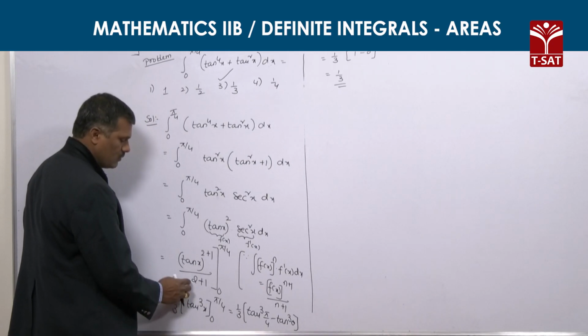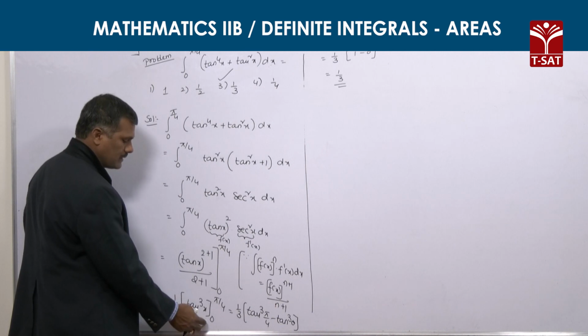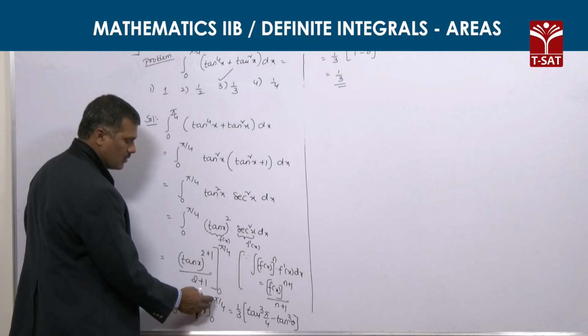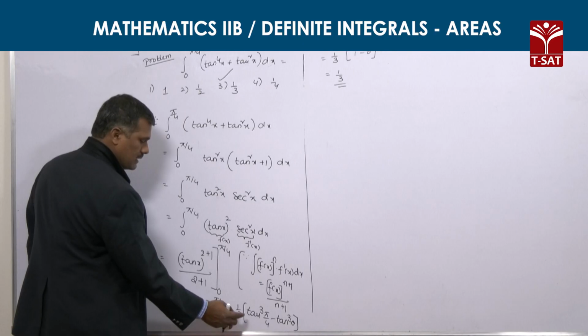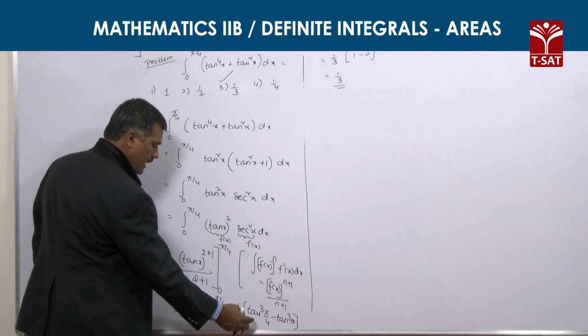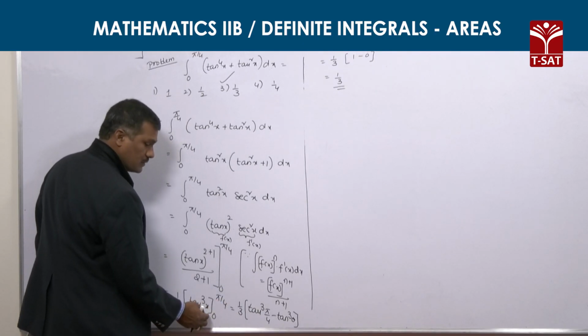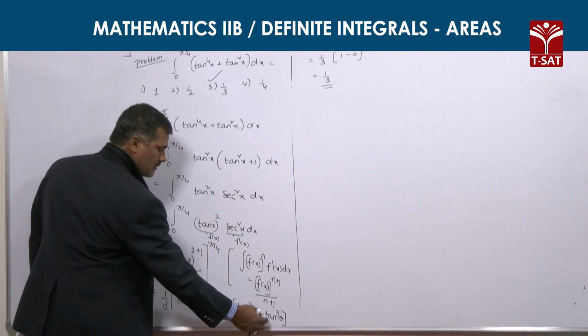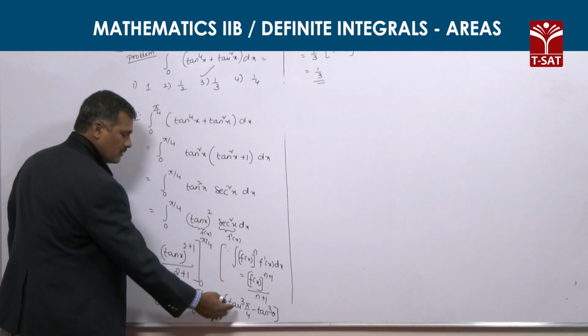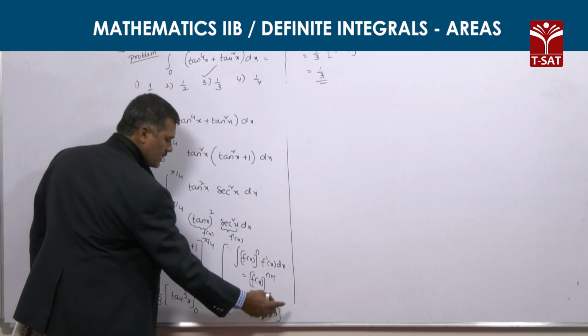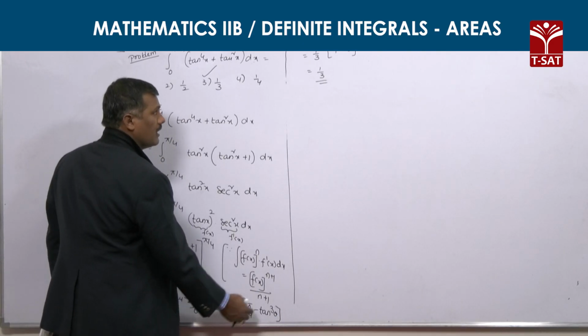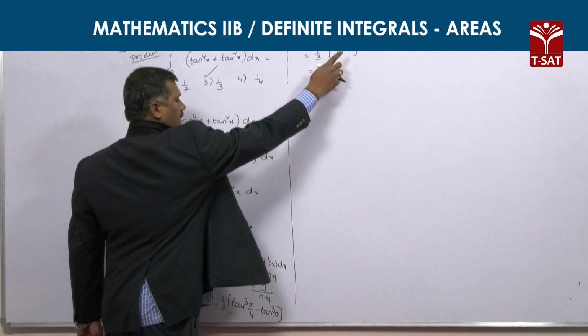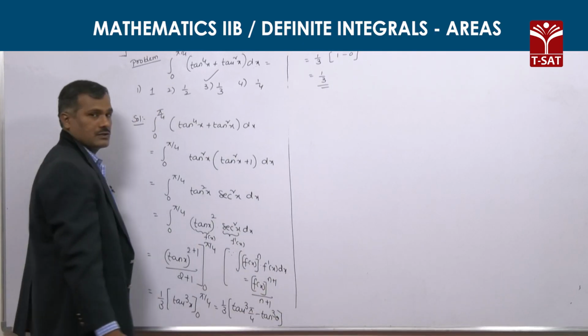Applying this formula, that is equal to 1 by 3 into tan x whole cube, tan cube x, with limits 0 to pi by 4. That is equal to 1 by 3 into tan cube of the upper limit, substituting the upper limit first and then minus the lower limit: tan cube pi by 4 minus tan cube 0. Tan pi by 4 value is 1, 1 minus tan 0 is 0, so that is equal to 1 by 3.